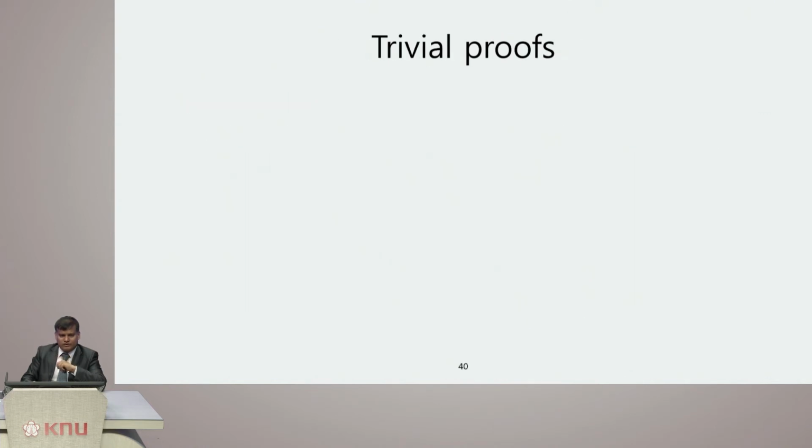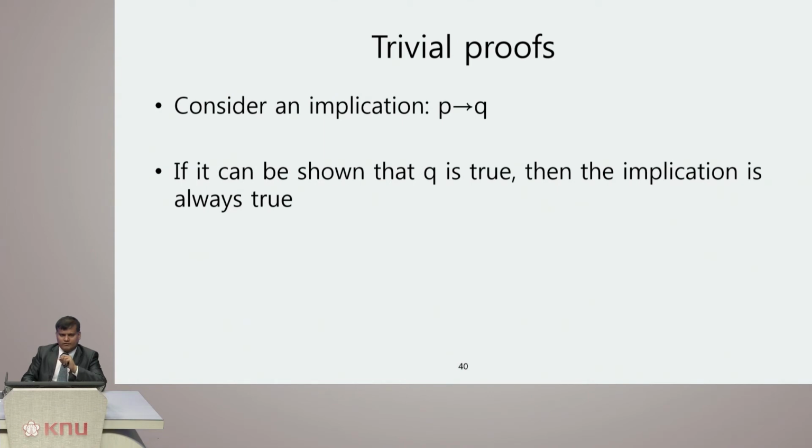Then comes the trivial proof. Consider the implication P implies Q, and here again, if it can be shown that Q is true, then the implication is always true. That's again by means of the definition of implication.